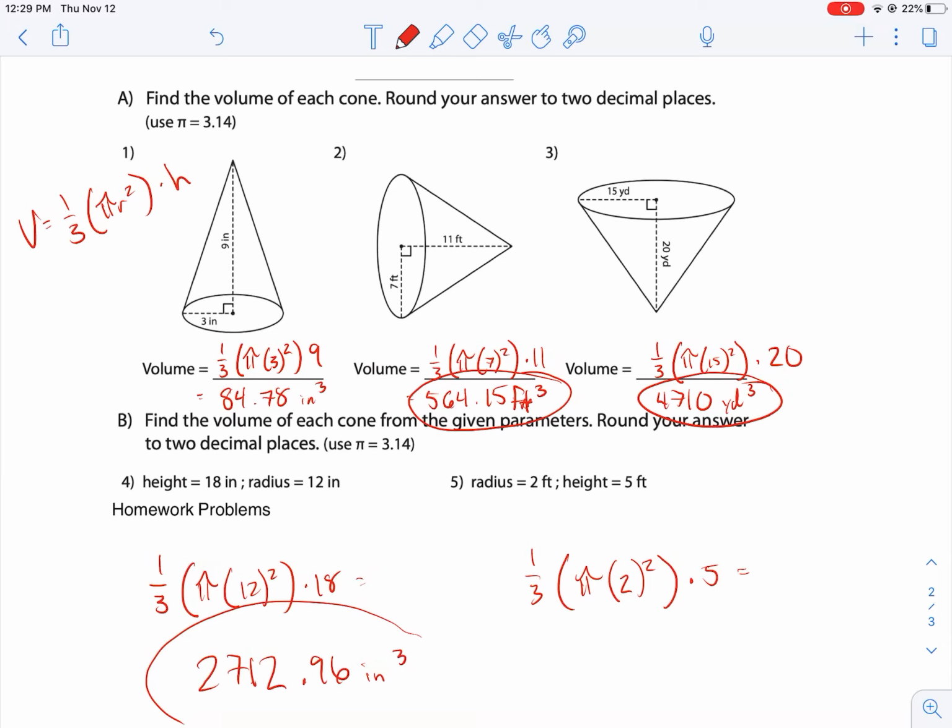And then over here, 2 squared times 3.14 times 5. So we get 20.93 feet cubed.